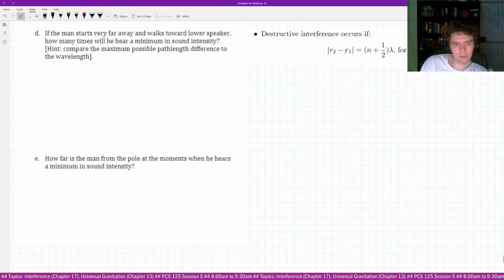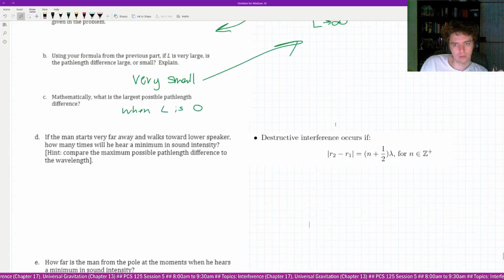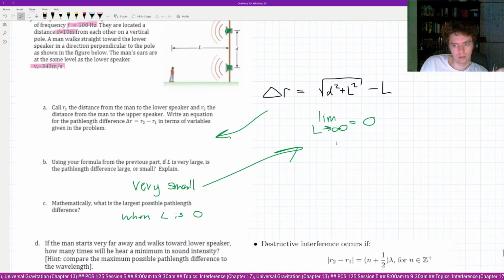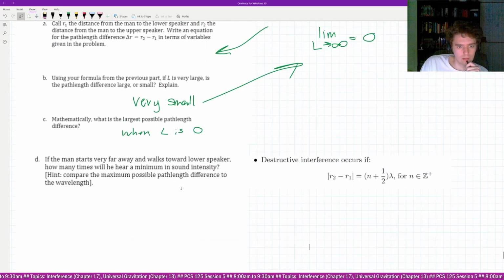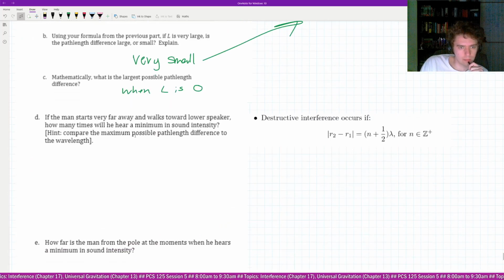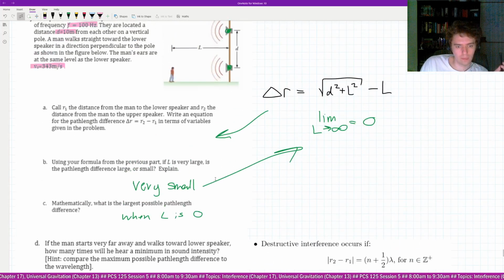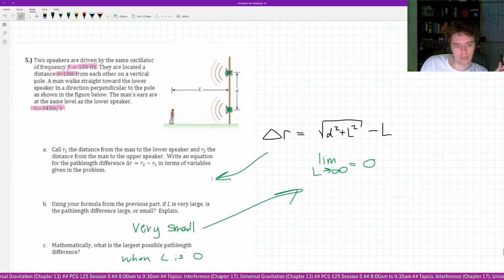Okay, so the maximum possible path length is when it's just D? Wait, no, that doesn't make sense then. We said L is 0. Wait, maximum. Compare the maximum possible path length difference. That's what we did for question C. Yeah. But as you go further away, the path length difference is small, because they're almost the same length. The D becomes negligible. But as you're really close, yeah, that makes sense to me.